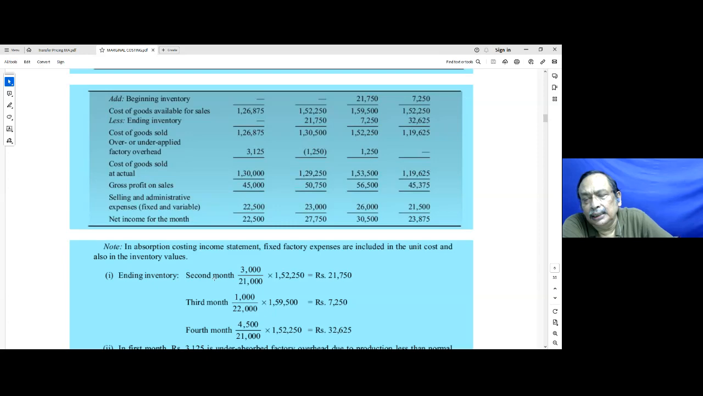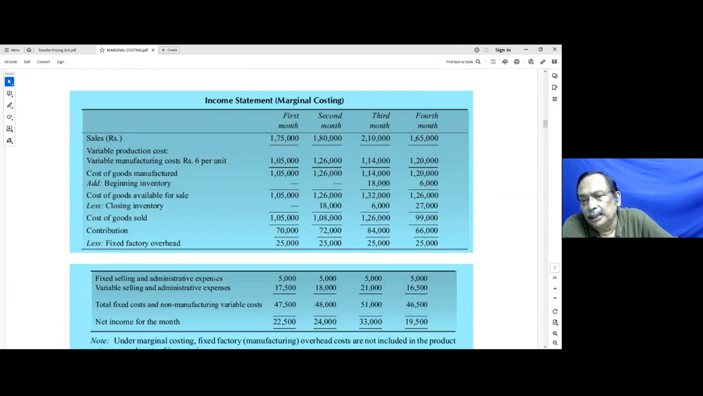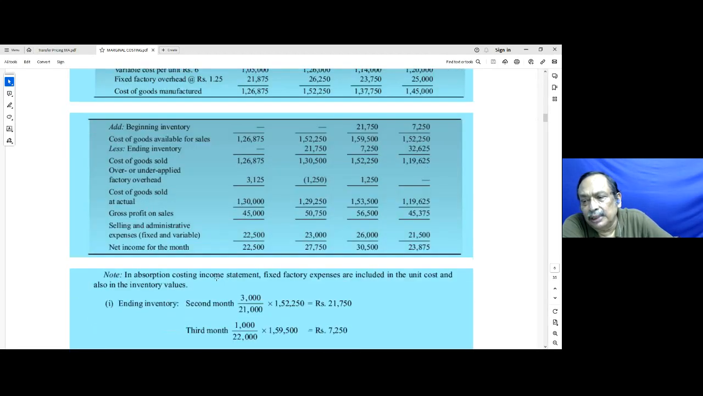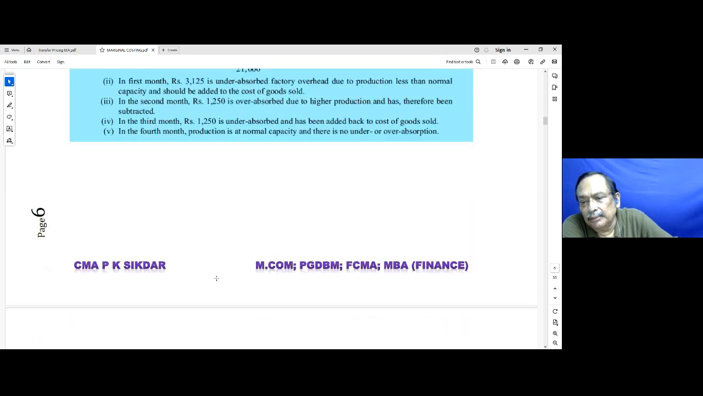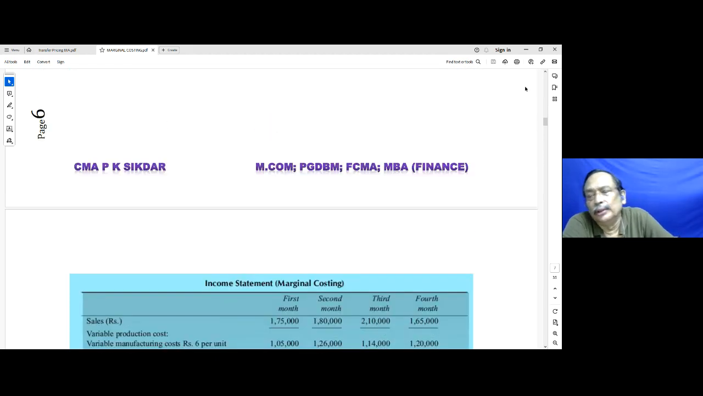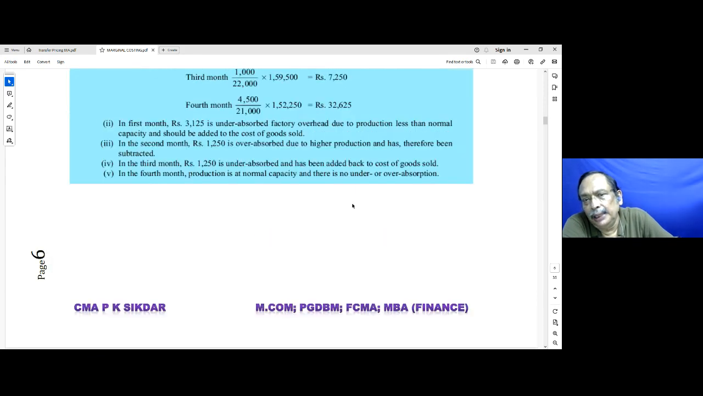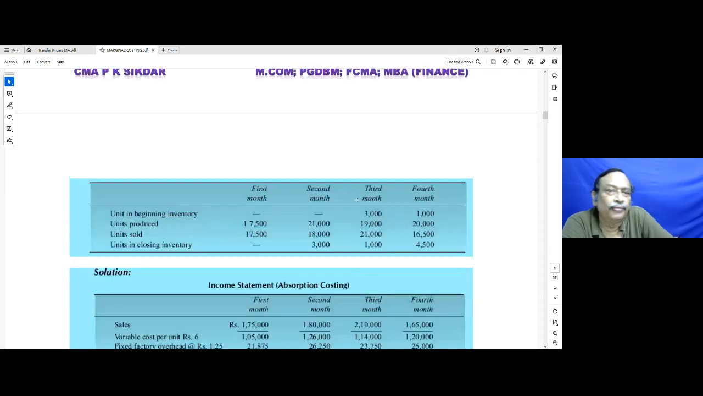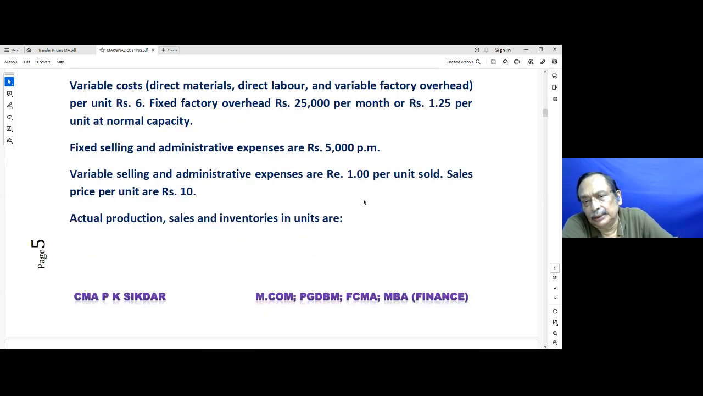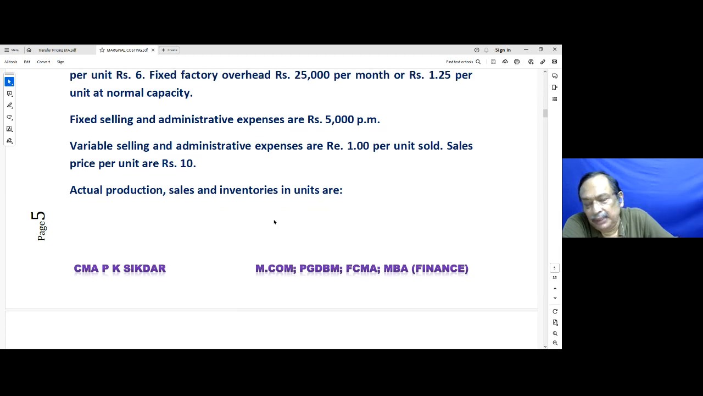In the third month, it is 30,500 under absorption, and it is 25,000 under marginal costing, because more closing stocks are there in the third month. And in the fourth month, absorption costing profit is 23,875 and marginal costing profit is 19,500, because of the existence of more closing stock. So hope you have understood why there are disagreements of profits in marginal costing and absorption costing, as far as the presentation of income statements is concerned.